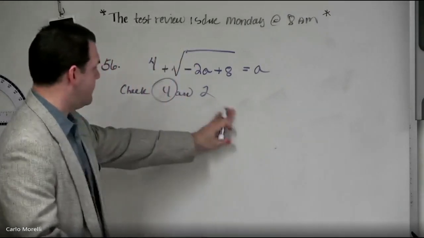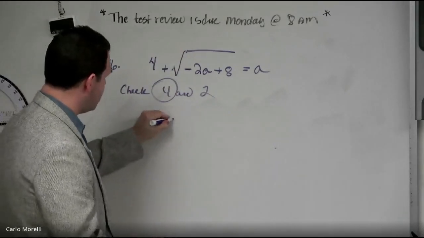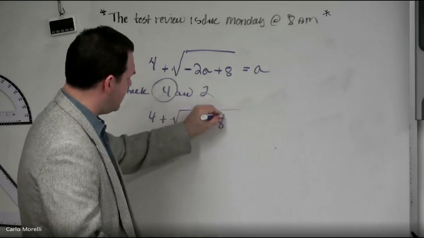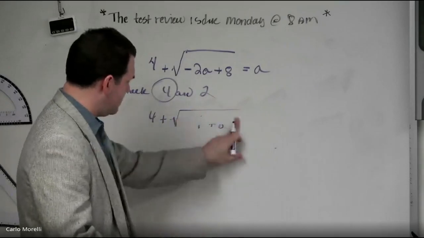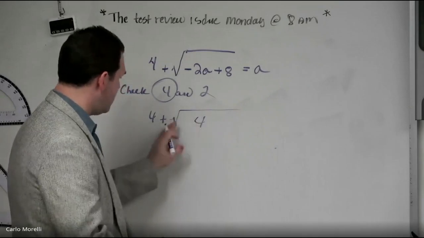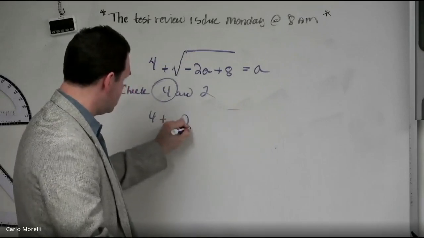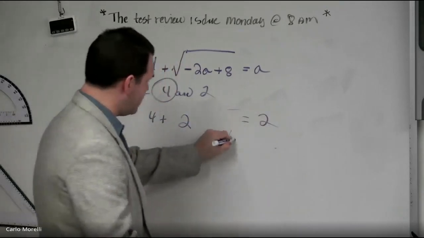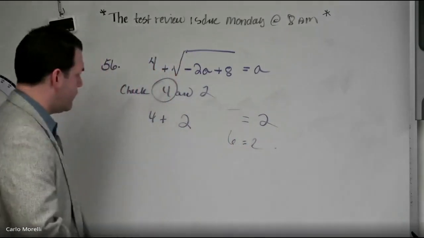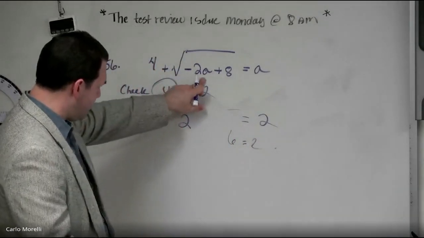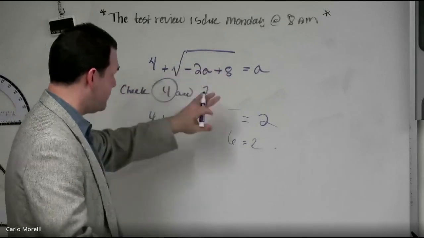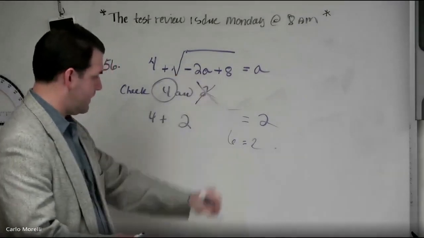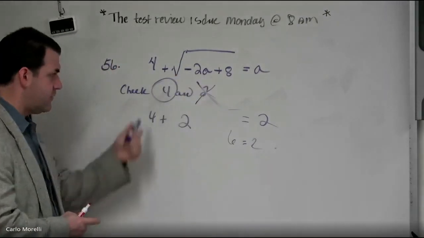Now we're going to do the same thing with a 2. I got 4 plus the square root of negative 2 times 2, which is negative 4. Negative 4 plus 8 is positive 4. The square root of 4 is 2. Okay, does 4 plus 2 equal 2? Does 6 equal 2? Okay, let's just make sure we did it right. Negative 2 times 2 is negative 4. The square root of 4 is 2. 4 plus 2, yeah. It doesn't work, does it? No. So this was a bad solution. So the answer is 4.